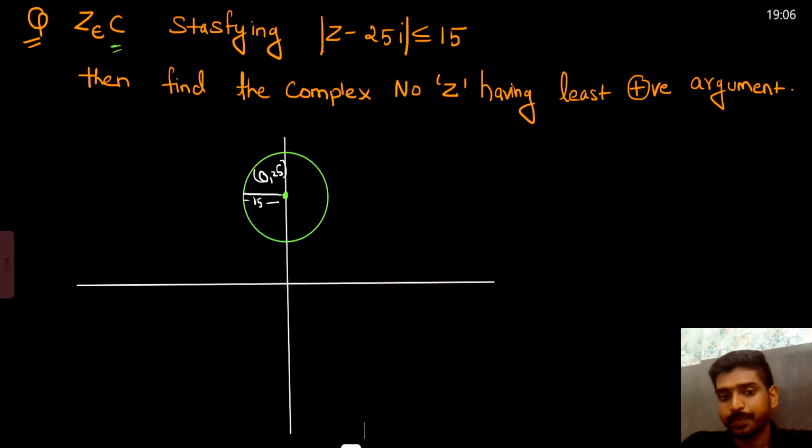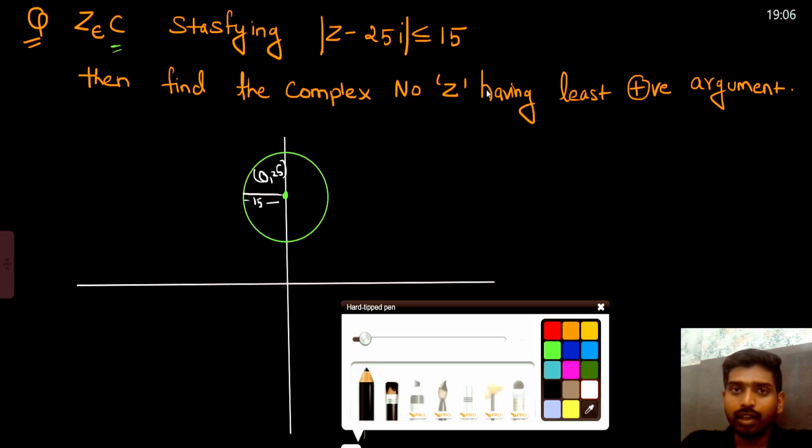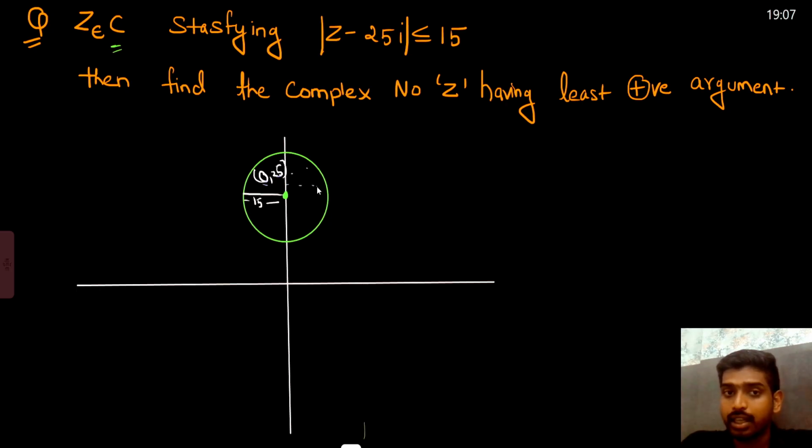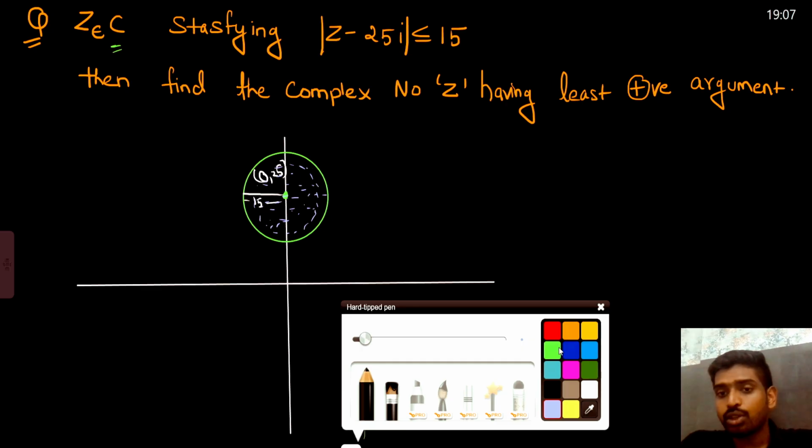Got it? Now next, they have given that mod of z minus 25 iota is smaller than or equal to 15. Smaller than or equal to 15 means it represents all the points lying on this circle and inside this circle. Now out of all these complex numbers, which complex number will have the smallest argument?